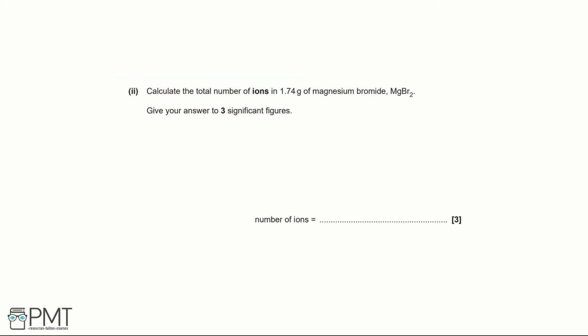Part 2. Calculate the total number of ions in 1.74 grams of magnesium bromide, MgBr2. Give your answer to 3 significant figures. Firstly, with this question, we need to highlight the key pieces of information. So firstly, that we want the total number of ions, the mass of magnesium bromide we have, and that we need to give our answer to 3 significant figures.